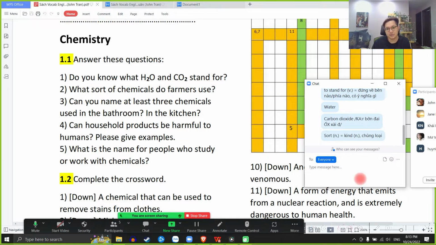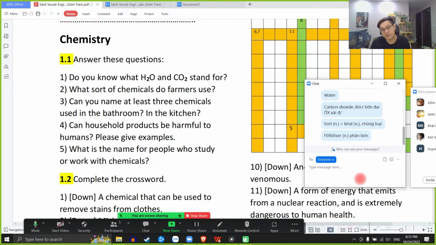What sort of chemicals do farmers use? So what kind of chemicals do farmers use? Fertilizer, yes. Fertilizer is phân bón. So we have several types of fertilizer.